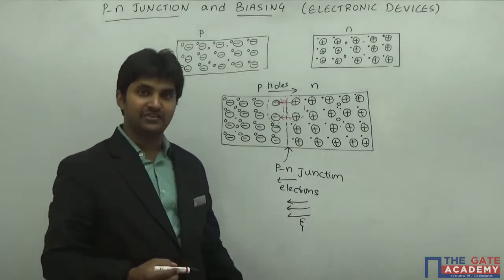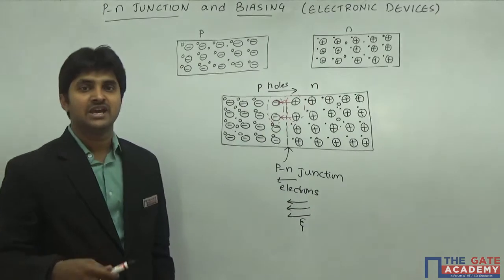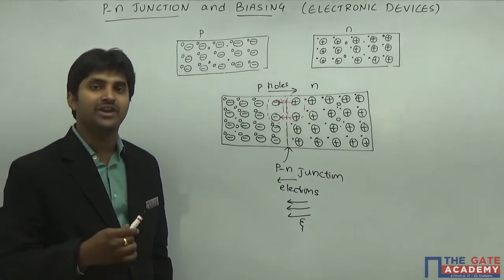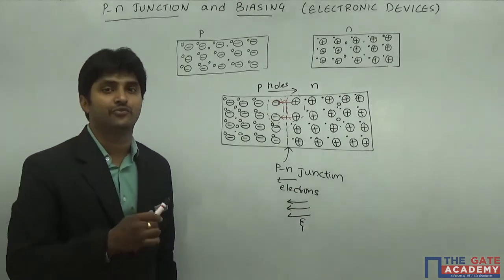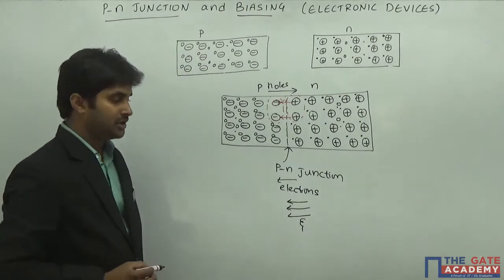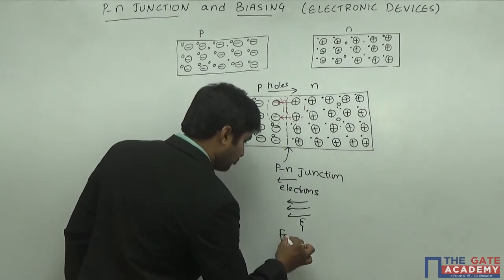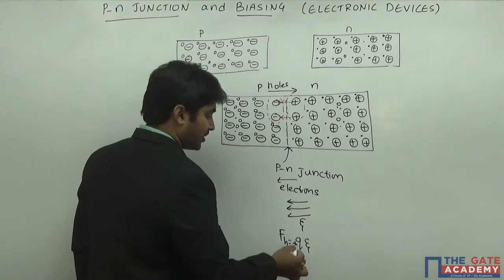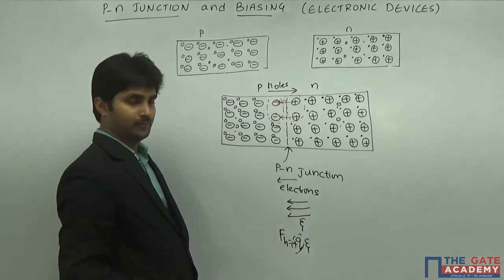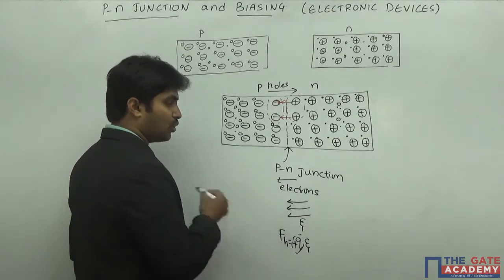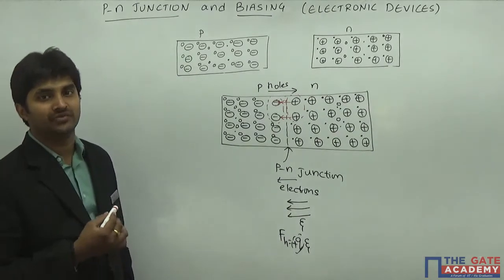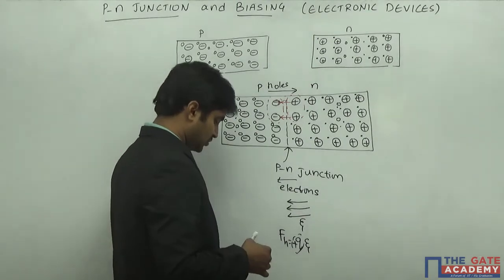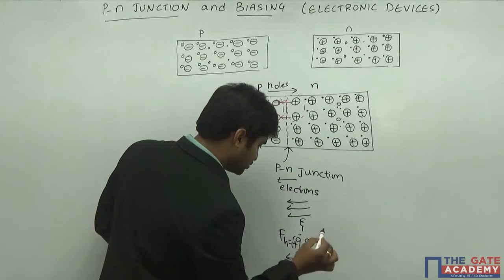Now whenever there is an electric field, there is a force associated with it, because here we are talking about the electrons and holes which are moving. So when they are moving in a particular direction, there will also be a force because of this electric field. Now what will be the force on the holes? Force on the hole is going to be equal to plus Q into E, where plus Q is nothing but the charge of the hole. So the force on the hole is going to be in the same direction as that of the electric field. So the force on the hole is going to be in this direction.